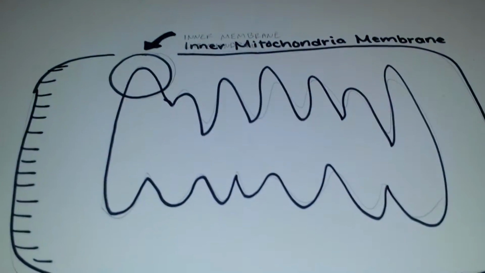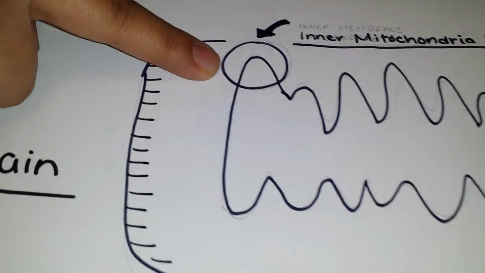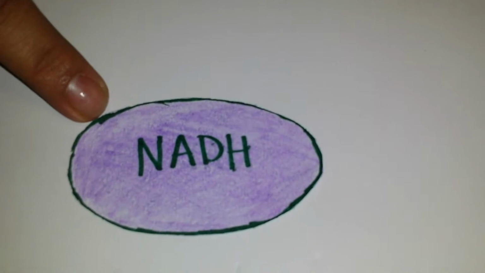It has an outer mitochondrial membrane and an inner mitochondrial membrane. We're going to take a closer look at the inner mitochondrial membrane. During glycolysis, the gain of electrons, a form known as reduction, occurs. NAD and FAD are reduced to NADH and FADH2.